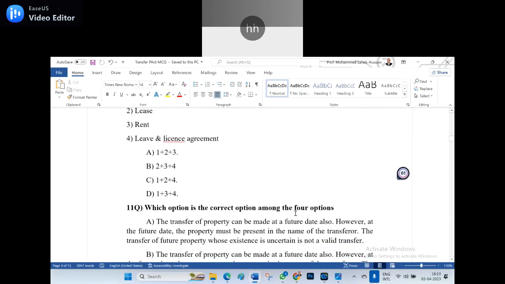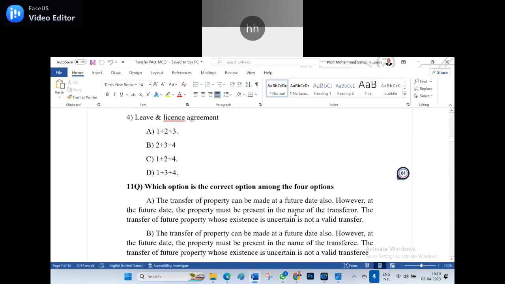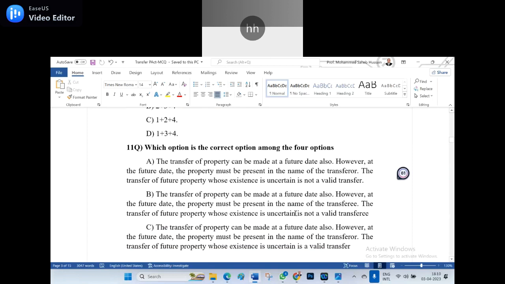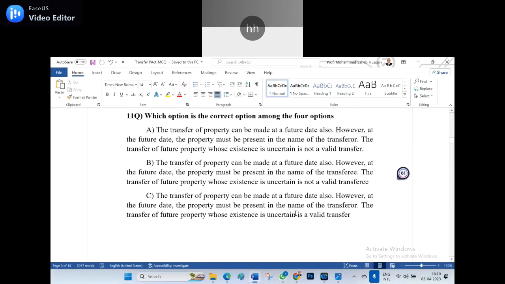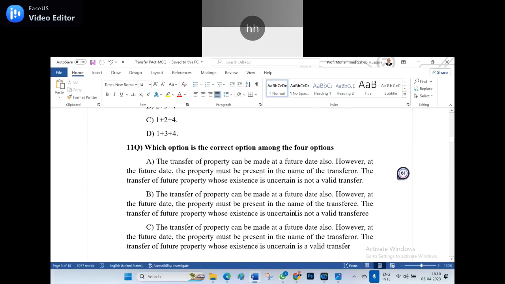Okay, 11th question. Which option is the correct option among the 4 options? Here 4 options are given. Option A, the transfer of property can be made at a future date also. However, at the future date, the property must be present in the name of the transferor. The transfer of the future property whose existence is uncertain is not a valid transfer.